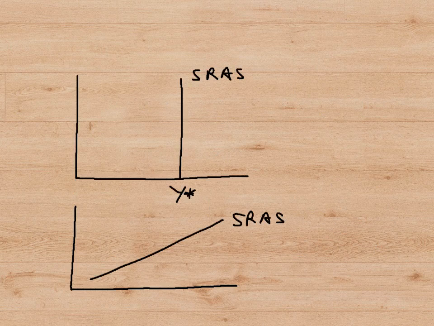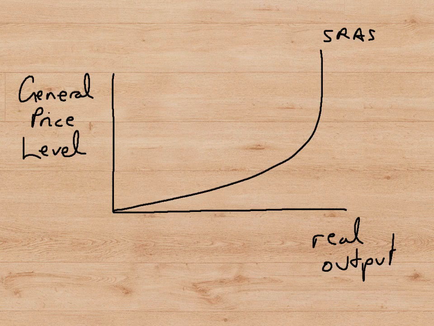We should note that the short-run aggregate supply curve is sometimes shown as a vertical line, like this. And sometimes we only show the upward sloping part of the short-run aggregate supply curve, like this. But in general, it's preferable to show both the upward sloping parts and the vertical part in one short-run supply curve diagram. So this is the version we would recommend that you use.